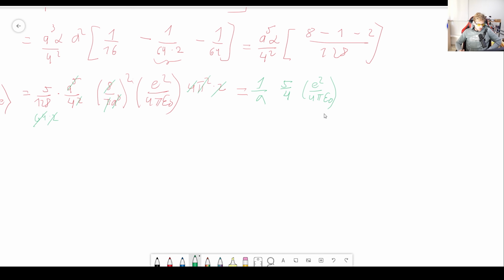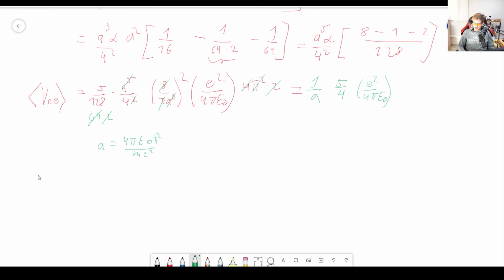Okay, now what was a? A reminder, a, as we saw before, is 4 pi epsilon 0 h bar squared over m e squared. So if we plug that in, we get 5 over 4, this was already there. And then 1 over a, we get m e squared over 4 pi epsilon 0 h bar squared. And then we have e squared over 4 pi epsilon 0.